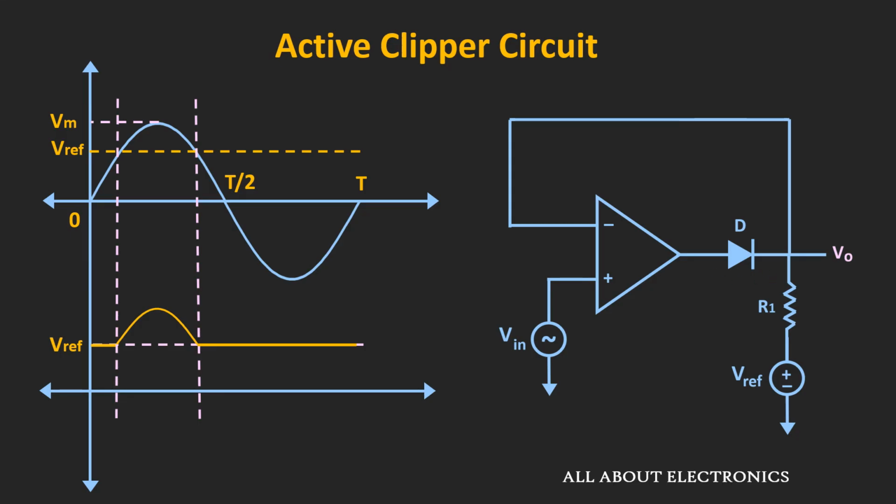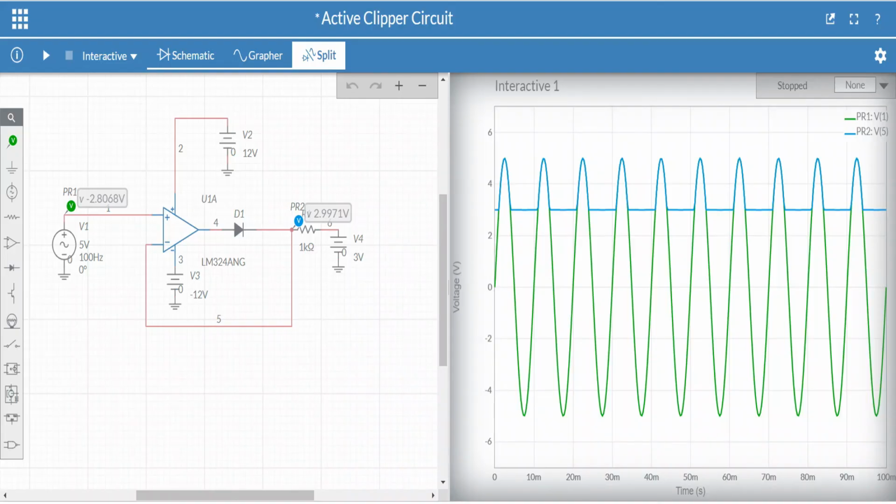So here is the simulation result of one of the circuits which we have discussed during the analysis. So in this circuit, the input signal is a 5 volt sinusoidal signal and the reference voltage is equal to 3 volt. So as you can see in the waveform, this blue waveform is the output waveform and the green waveform is the input waveform. So basically this circuit clips any waveform which is less than 3 volt. So in this way, using this active clipper circuit, we can precisely clip the portion of the waveform which is above or below the reference voltage.